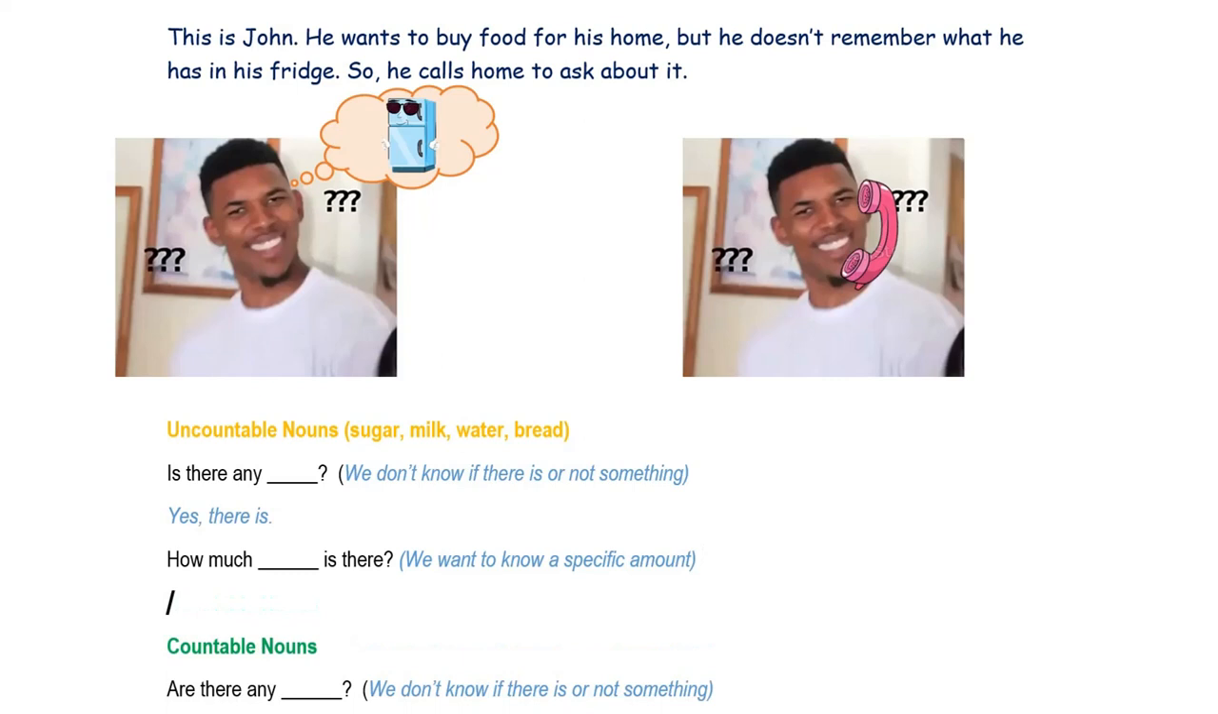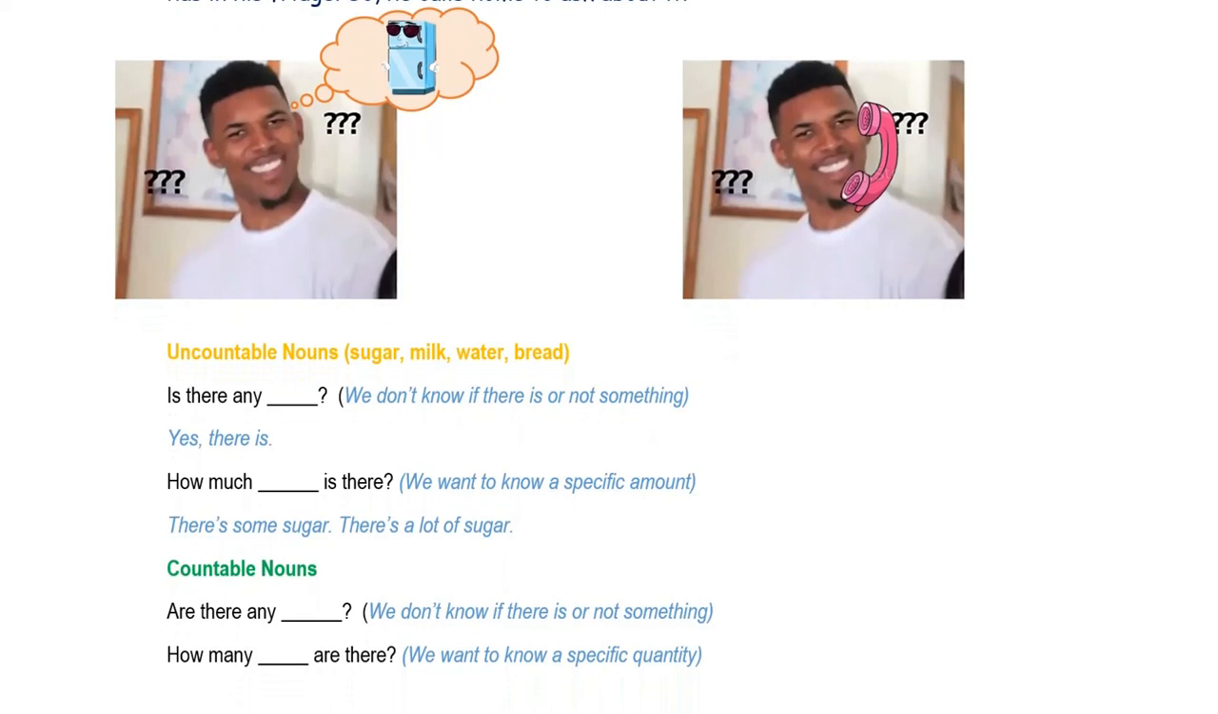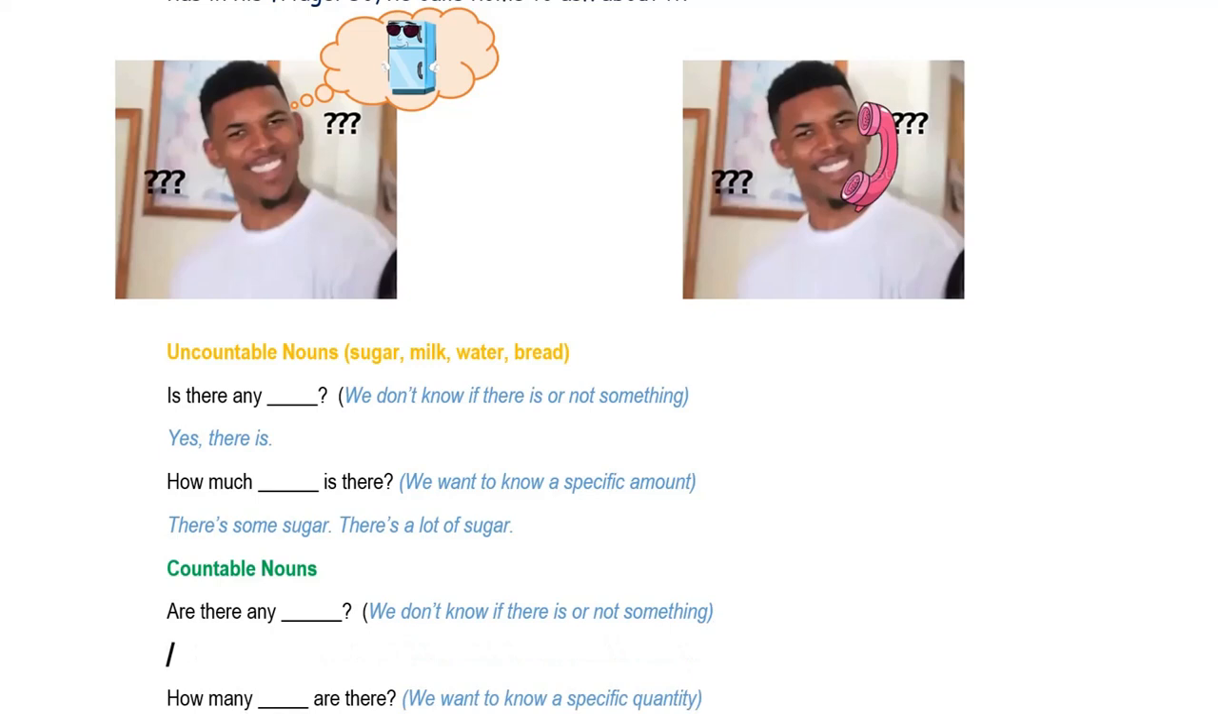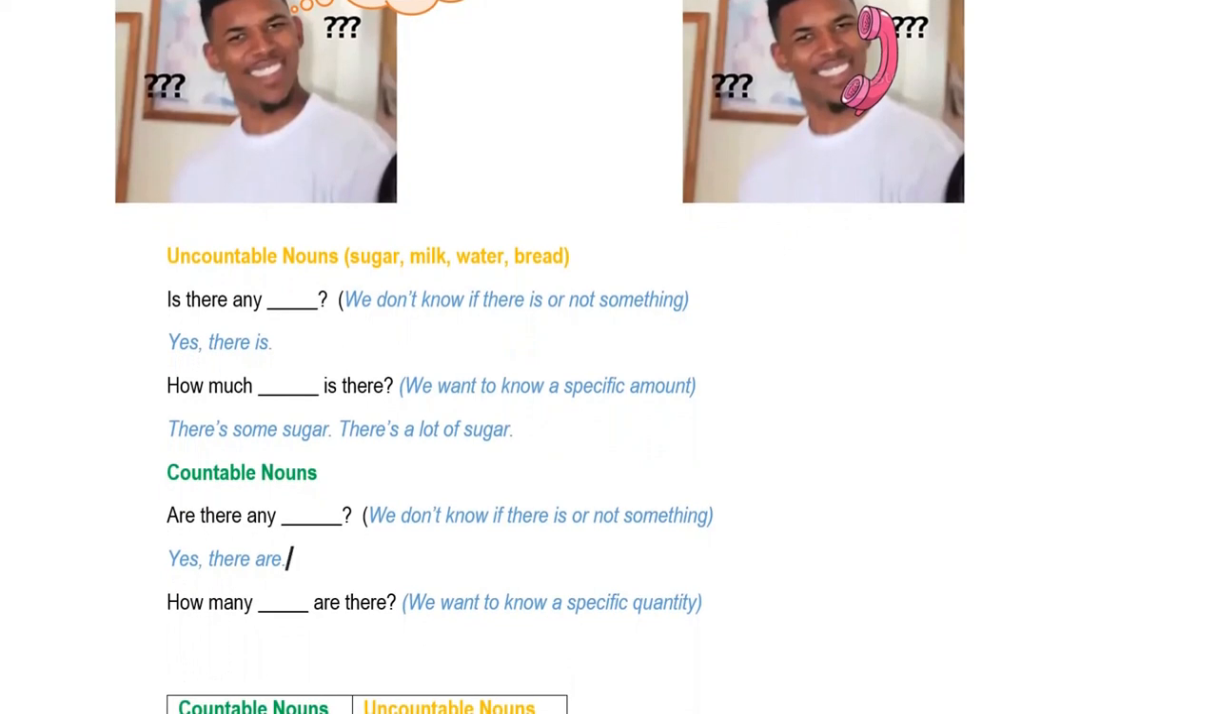And probably he receives the answer, oh, there's some sugar. Or probably there's a lot of sugar, right? For countable nouns, he asks the question, are there any? Are there any bananas? Right? So he doesn't know if there are bananas or no. And probably he receives the answer, yes, there are. And now he wants to know a specific quantity. So he asks, how many bananas are there?